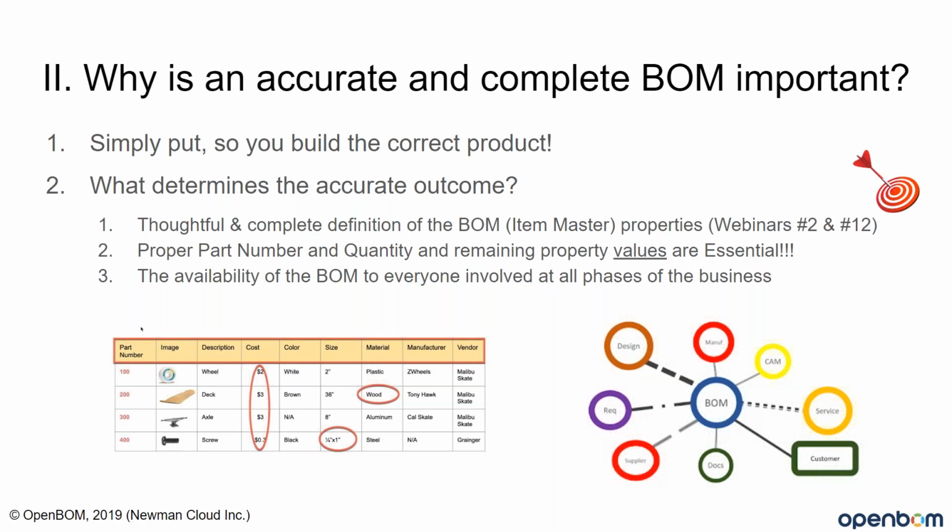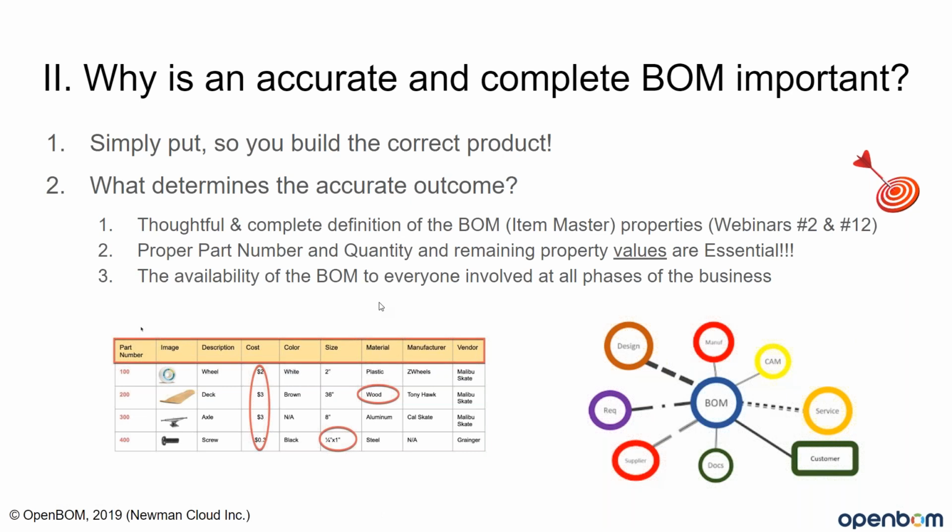So the second thing that determines an accurate outcome is that we have part number and quantity, and of course all the other values, but part number and quantity are essential to an accurate bill of material. If you've listened to any of these other webinars, you know that I'm an advocate of a very simple part numbering scheme where the part number doesn't have any meaning, sometimes referred to as an insignificant part number. And here in this example, you can see I'm using just 100, 200, 300, etc. So not attaching any real significance to that part number.